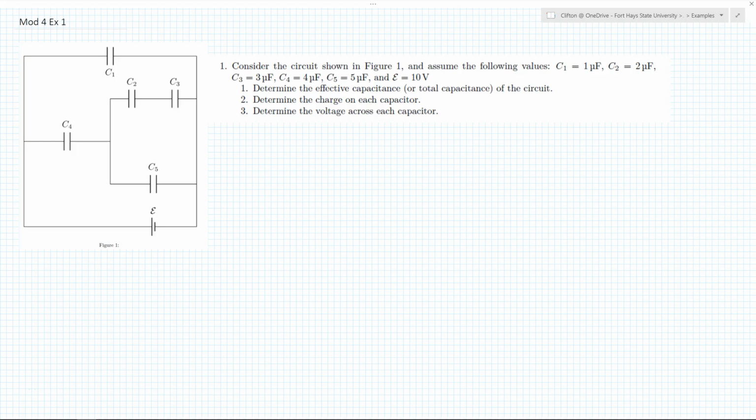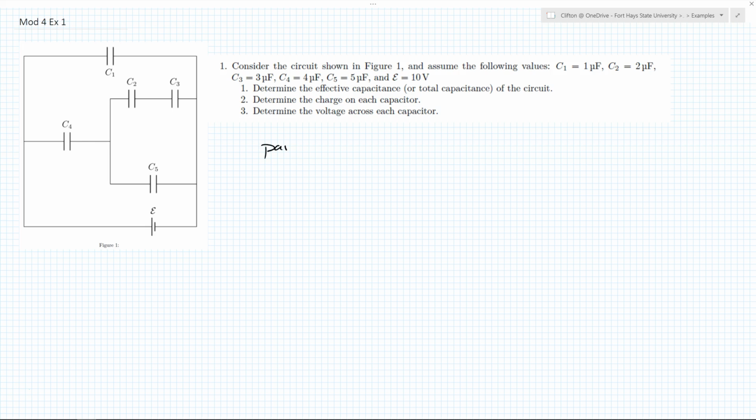Alright, this is example 1 in module 4. As usual, I'm going to assume that you've already worked this problem, so it doesn't require any setup. Alright, so the first thing that we need to do is determine what the effective capacitance of these 5 capacitors connected to the EMF is. And we're going to use a combination of the parallel and series capacitance addition rules.